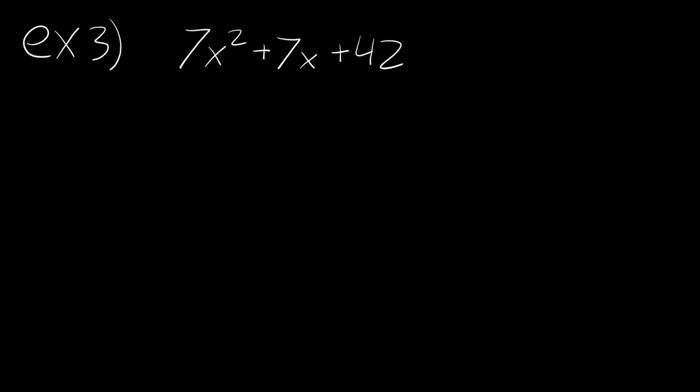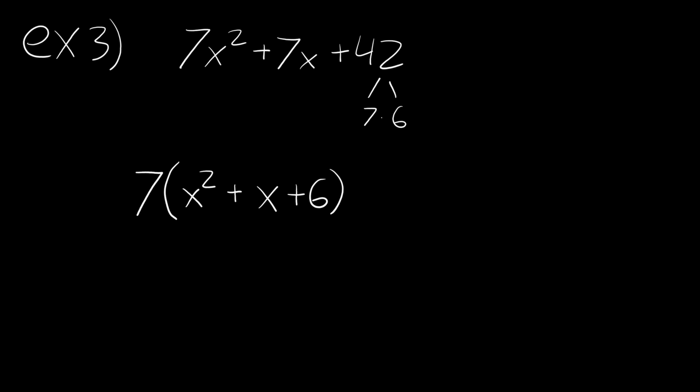Example 3 is asking us to factor 7x squared plus 7x plus 42. The first two terms, 7x squared and 7x, both have a 7 and an x, but the last term, 42, does not have an x. So we cannot factor out an x, but 42 is 7 times 6, so we can factor out the 7. So we'll factor out 7, which will leave us with x squared plus x plus 6. And that is your factored expression.